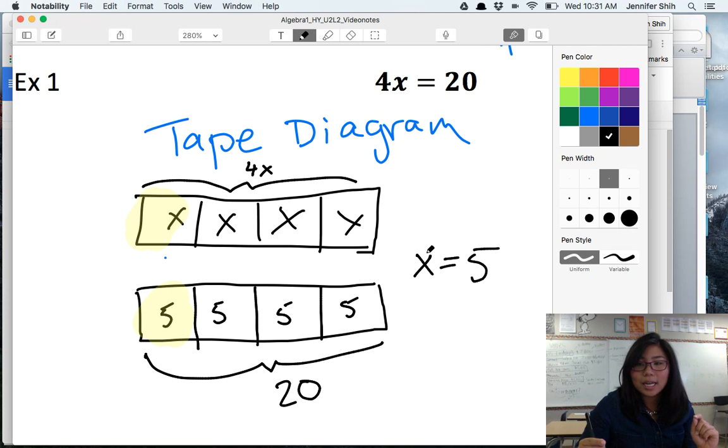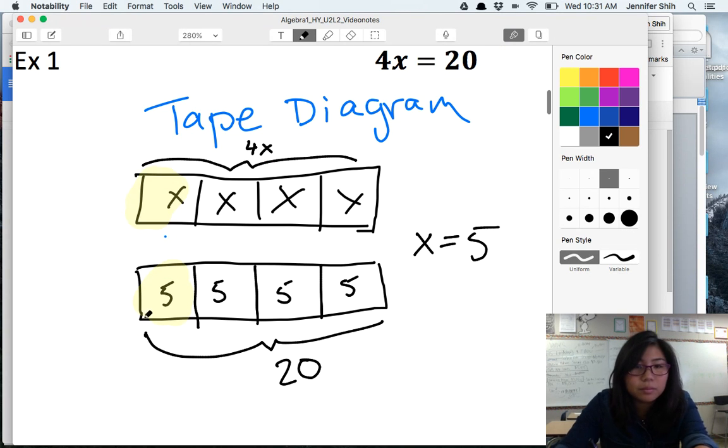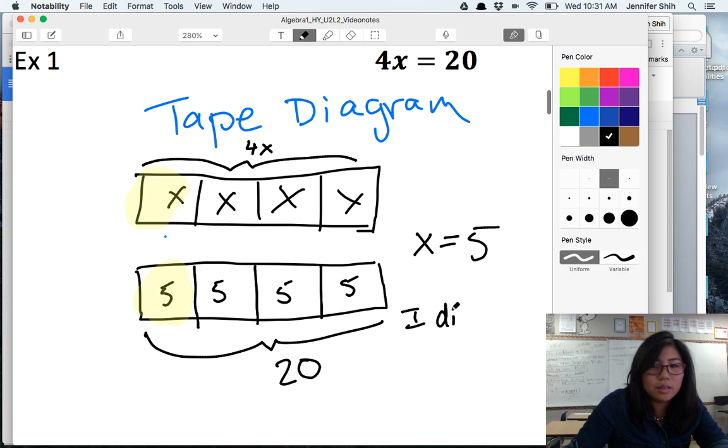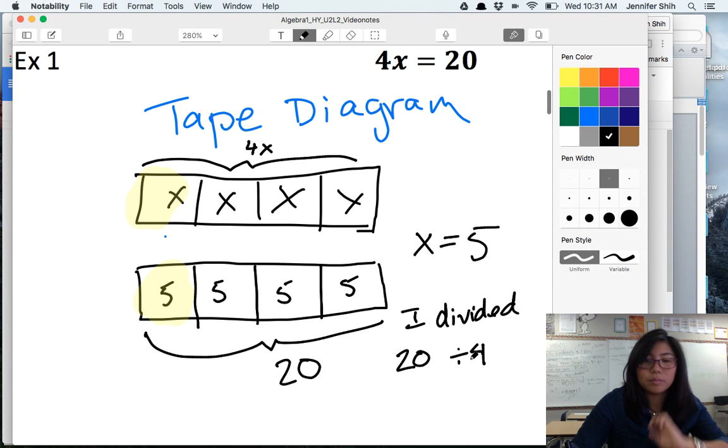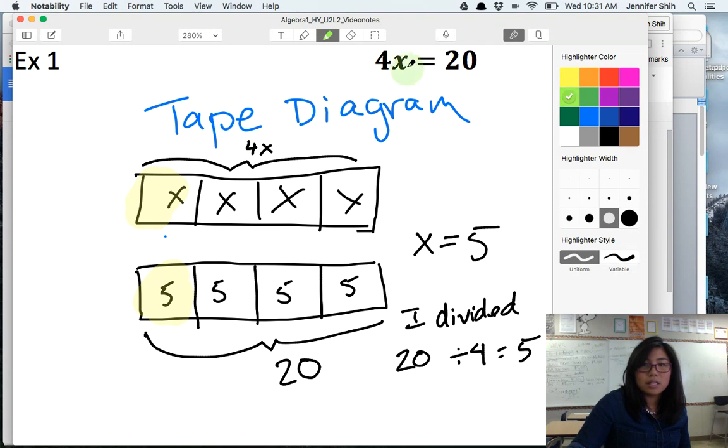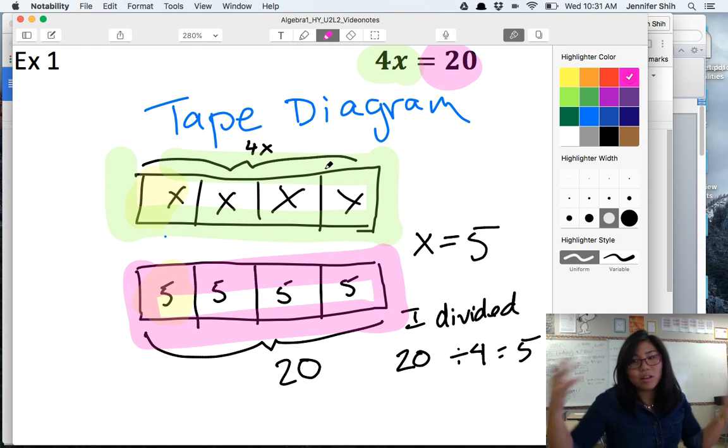But what was the key thing that I did? I divided. This says 4 times x is equal to 20. So I divided 20 divided by 4. And I got 5. But I did that with the tape diagram. So this side is this tape diagram here, and this side is this tape diagram here. So this is equal to 20, this is equal to 4x, and together they equal 5x.